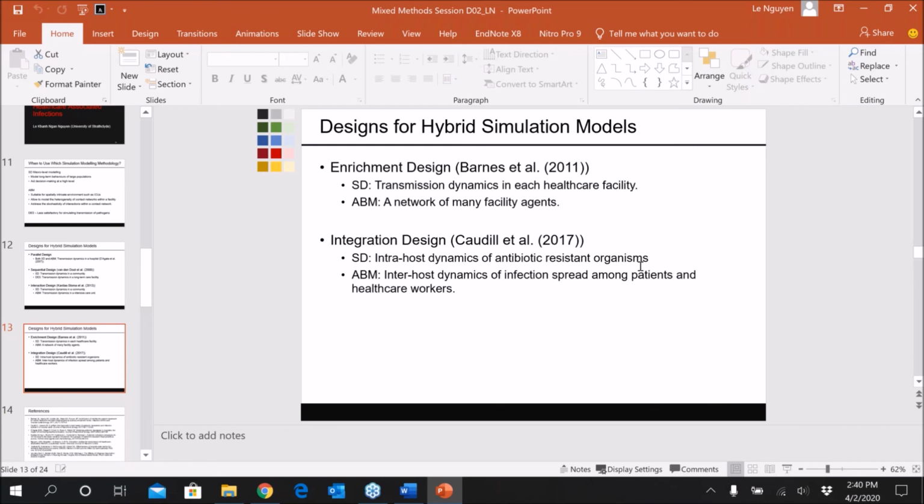And the system dynamics model has a stock called bacterial population load. The level of this stock will affect the transmission when two agents interact with one another, and it also defines how a patient will respond to an antibiotic treatment that they receive.